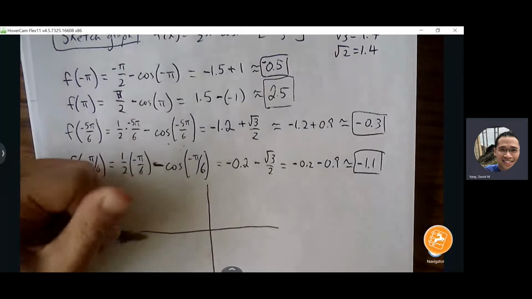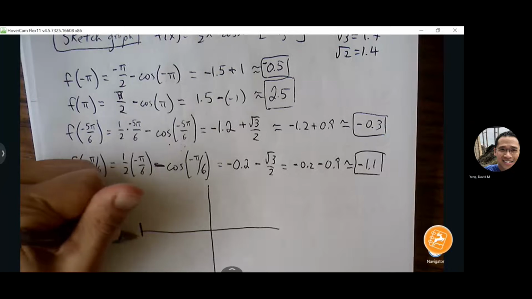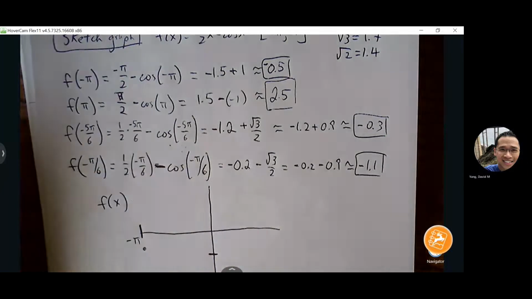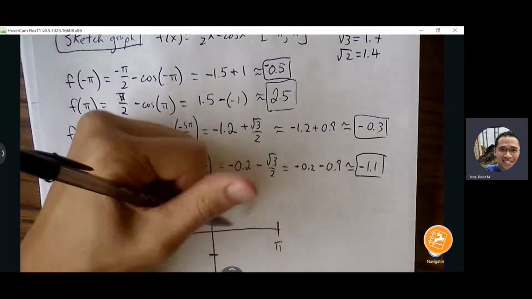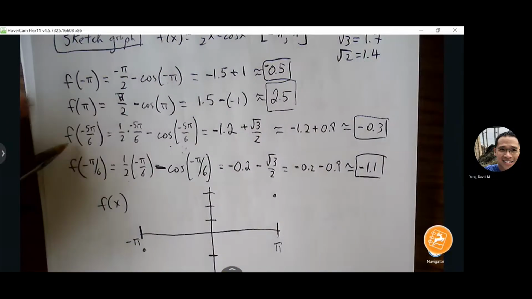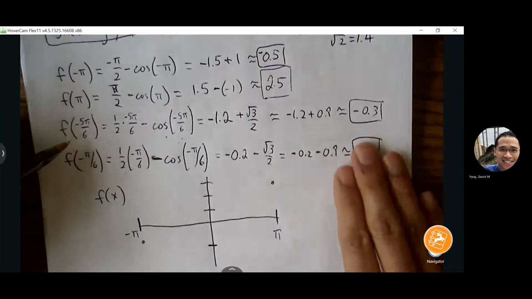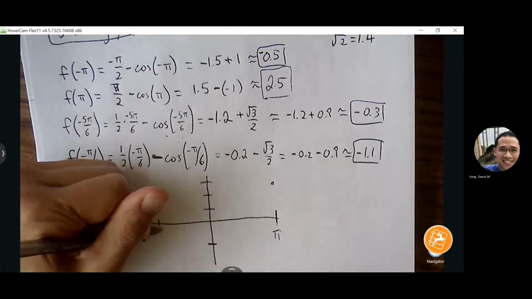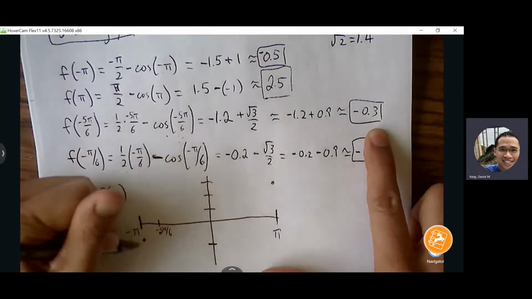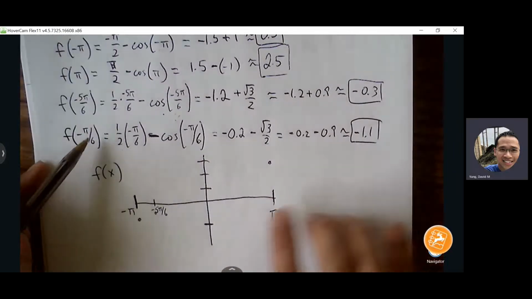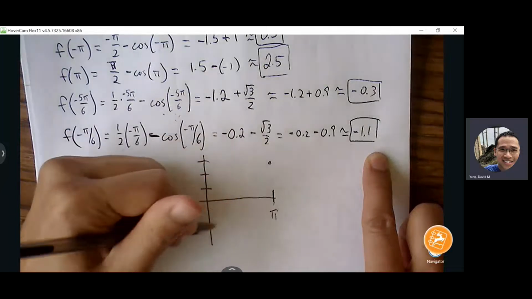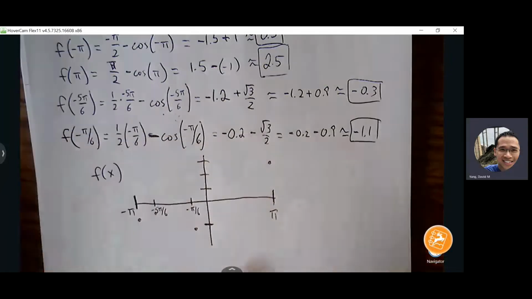We start off at negative pi. It's going to be negative 0.5. Pi is going to be at 2.5. Negative 5 pi over 6 is going to be at negative 0.3, so I'm just going to make it a little bit higher than my endpoint. And then negative pi over 6 is going to be down at negative 1.1-ish.